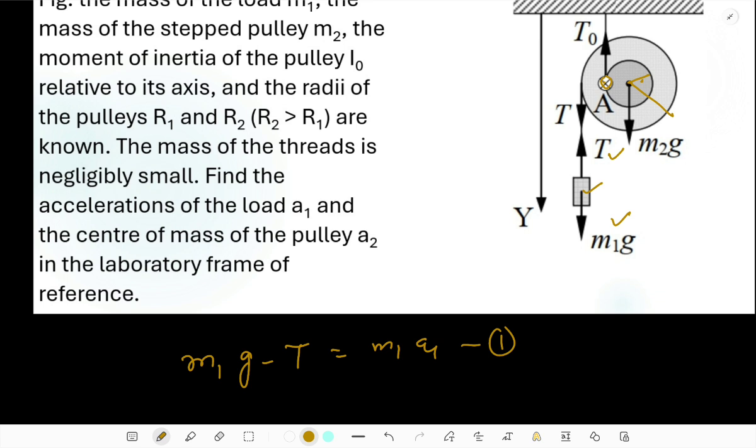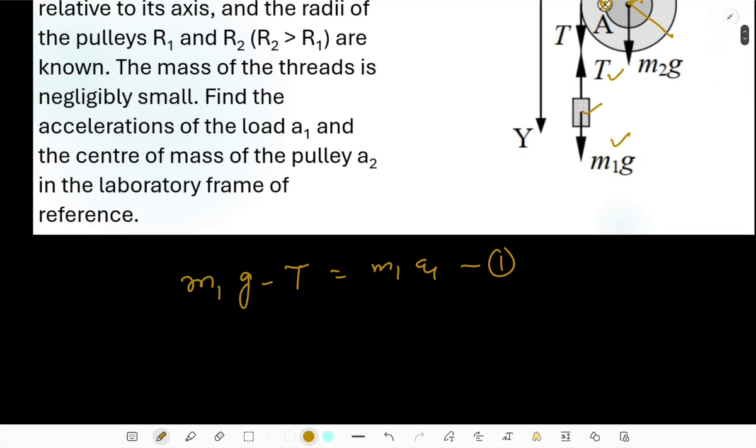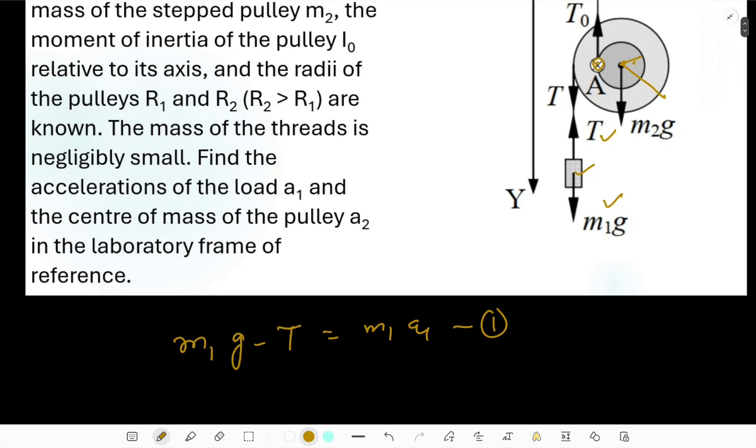Well, because we are working in the lab inertial frame of reference, I'm going to write down the equation of motion of this stepped pulley. About this instantaneous axis of rotation, we don't have the moment of inertia of the pulley. The moment of inertia of the pulley is given about this axis, not this one. So I would like to write it simply as I.